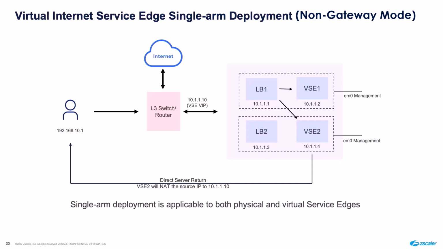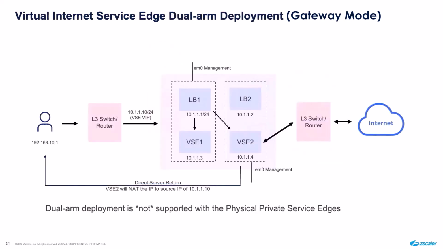So a single-arm deployment is applicable to both the physical and virtual service edges. We do have capabilities for a dual-arm deployment, meaning there's a separate IP address for internal and external traffic. So in this case, it's only applicable to the virtual service edge. The user again connects through the virtual IP address to the load balancer. The load balancer load balances across those service edge instances, and a separate IP address is then used to egress to the internet with a separate routing instance to get outwards.